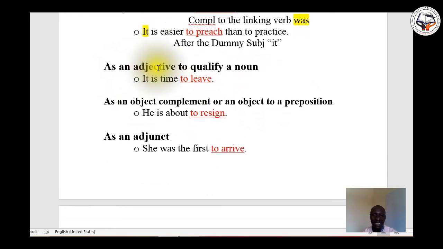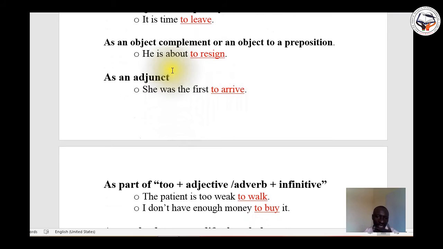All right, as an adjective, or to qualify a noun: it is time to leave. As an object complement or an object to a preposition: he is about to resign. All right, you see, it's very interesting. As an adjunct: she was the first to arrive.